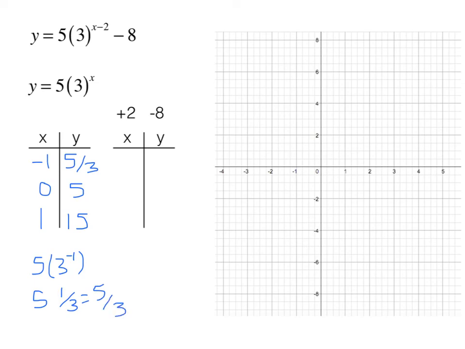And then I'm going to look at my shift, my h and k values. This negative 2 means we're moving everything to the right, 2 values. So I'm going to add 2 to all of my x values. 1, 2, 3. And then the next thing I'm going to do is take away 8 from my y values. 7. Negative 3. Need to do a little bit of fraction math here. Negative 19 over 3.